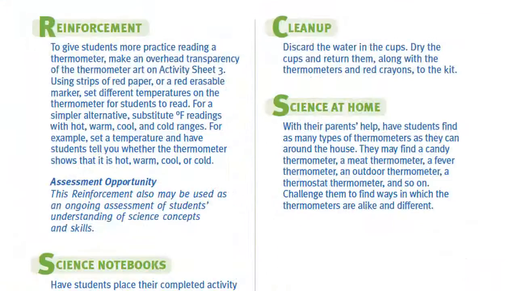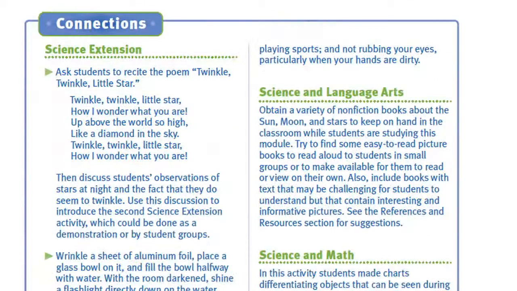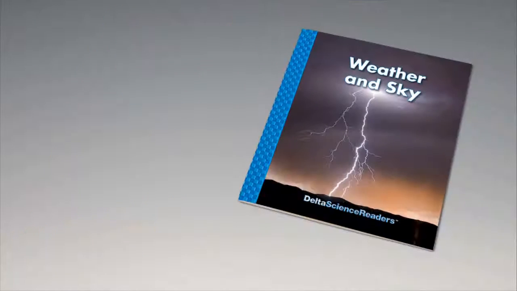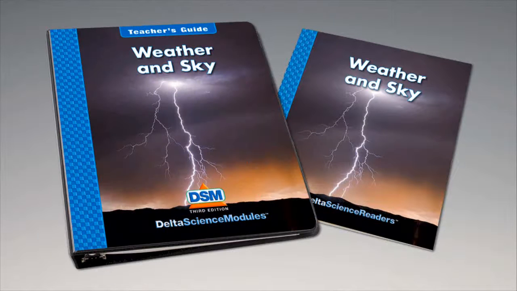Tell students that in Activity 5, Clouds, they will find out about another important part of weather, clouds. For science background, reinforcement activities, curriculum connections, and information about the Delta Science Reader, please consult your DSM Teacher's Guide.